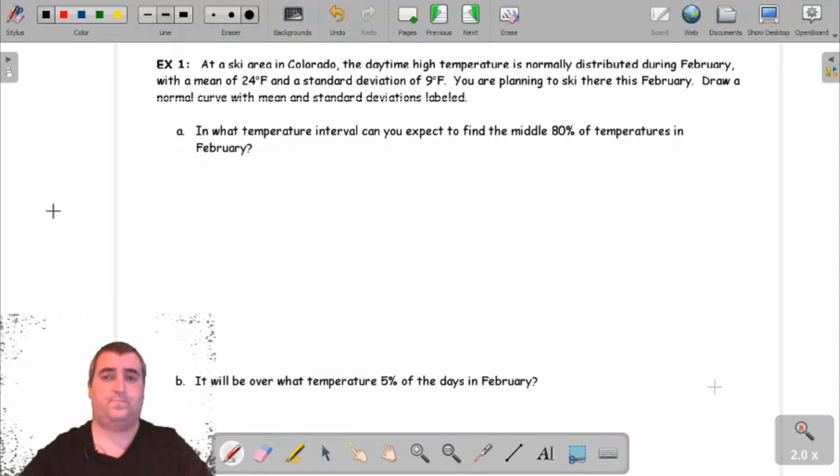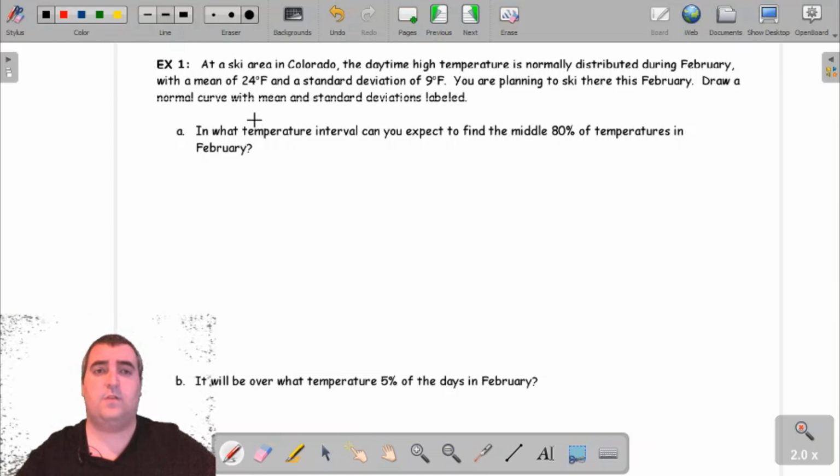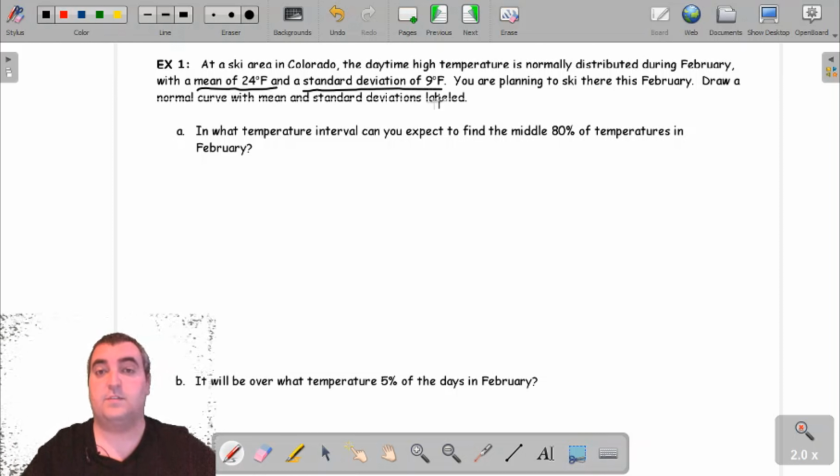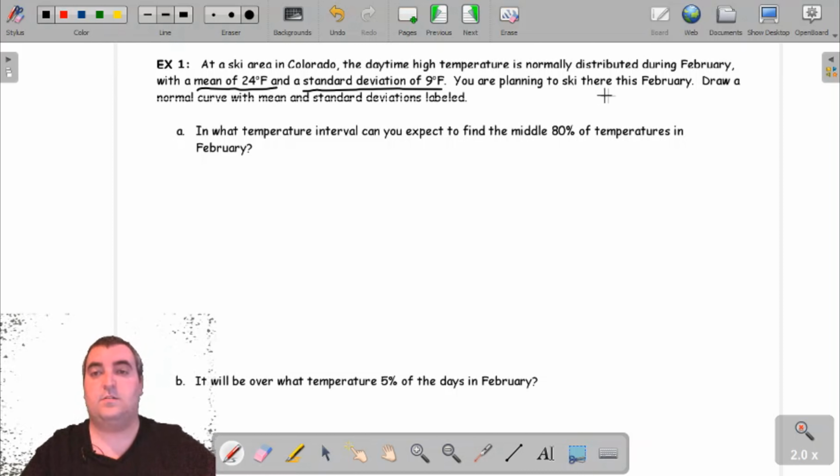It says at a ski area in Colorado, the daytime high temperature is normally distributed during February with a mean of 24 degrees and a standard deviation of 9 degrees Fahrenheit. You're planning to ski there this February. Draw a normal curve with mean and standard deviation labeled.